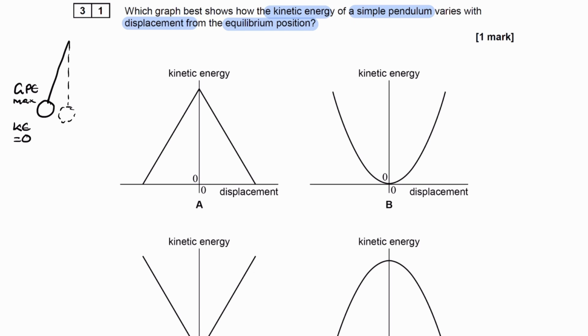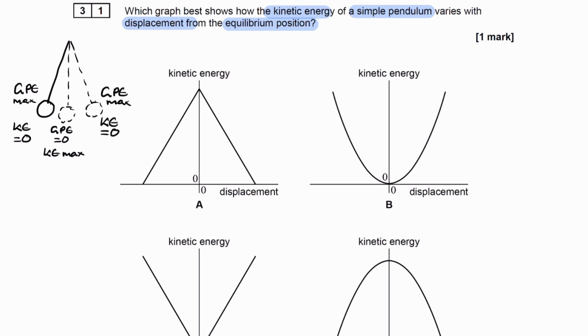It then swings down to the middle, it loses all of that GPE, now it's in its lowest position, so the GPE is a minimum or zero and the kinetic energy is a maximum. It then swings to the far right and the same thing happens again. So max GPE, it's in its highest position again, max GPE, kinetic energy is zero.